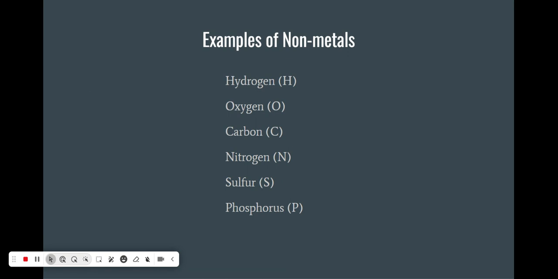Examples of nonmetals. Some examples of nonmetals are hydrogen, oxygen, carbon, nitrogen, sulfur, and phosphorus.